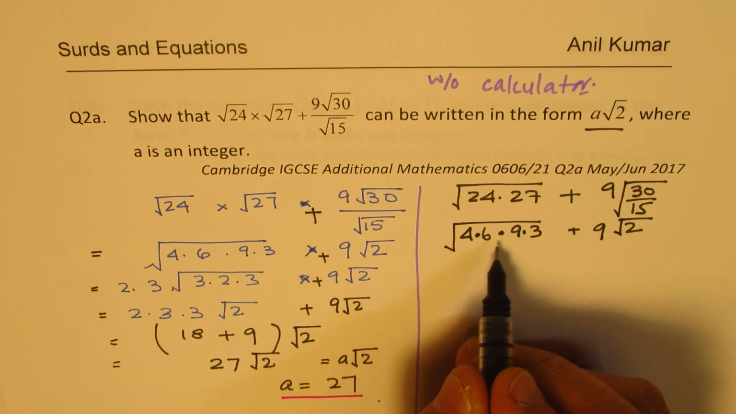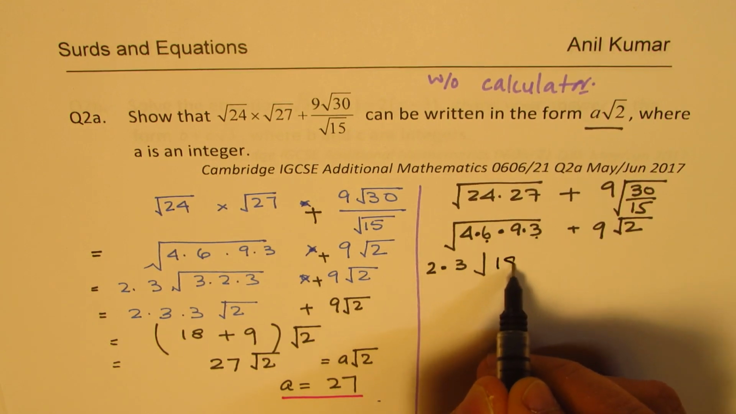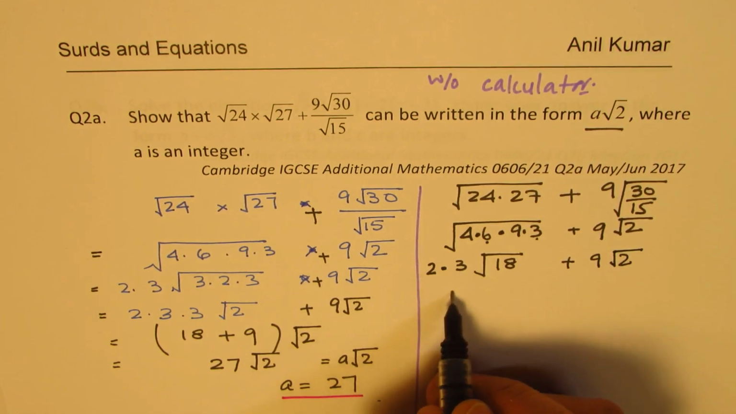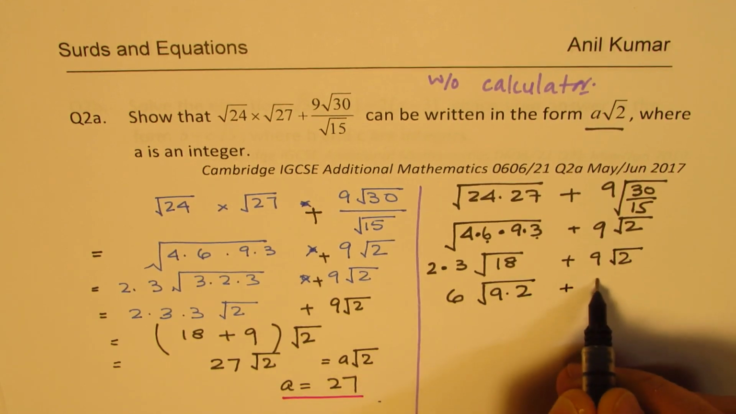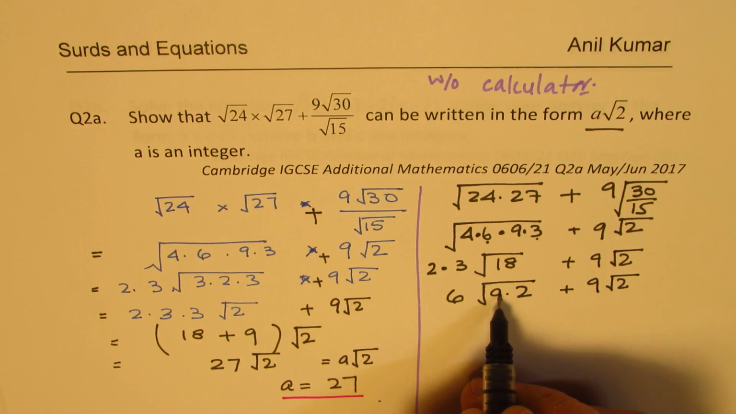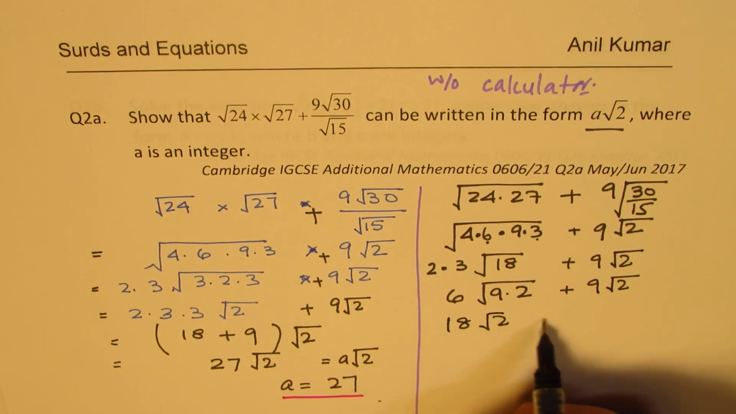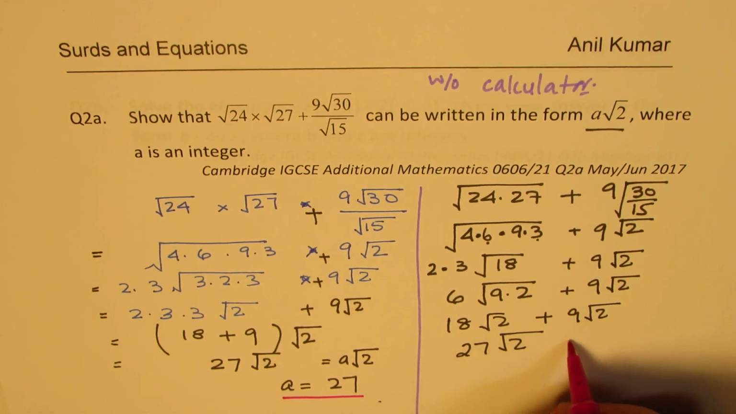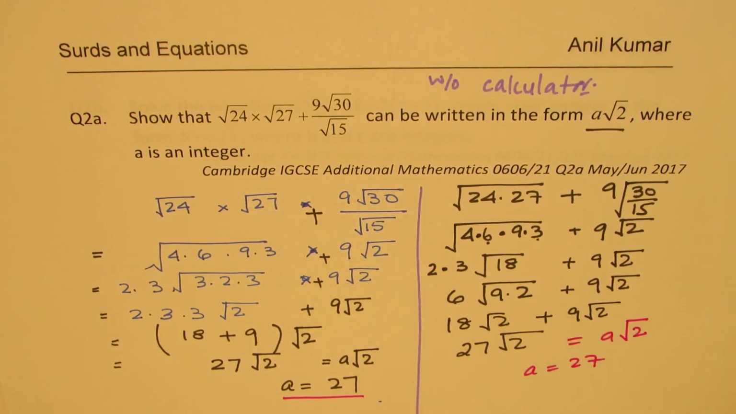So 4 and 9, we get these two factors, 2 and 3 outside. Inside 6 times 3 is 18, right? We get 18 inside. We get 9 square root of 2. Now again, 2 times 3 is 6. And 18 could be written as 9 times 2. 9 times 2 is 18. And here we have 9 square root 2. So square root of 9 is 3. So we'll multiply 3 with 6. So we get 18 square root 2 here plus 9 square root 2. And when you add them, you get 27 square root 2. Perfect. Since we want this to be a square root 2, we can write that a equals to 27. So that way also you could solve.